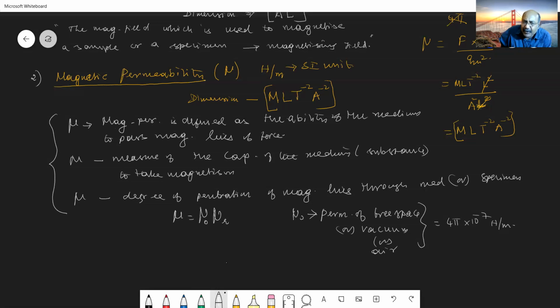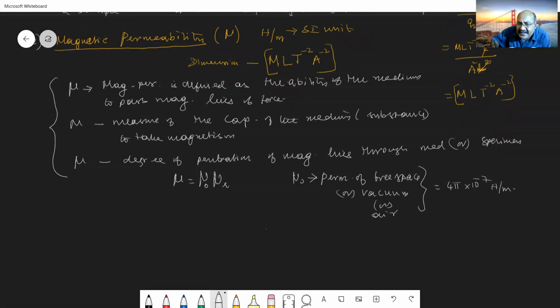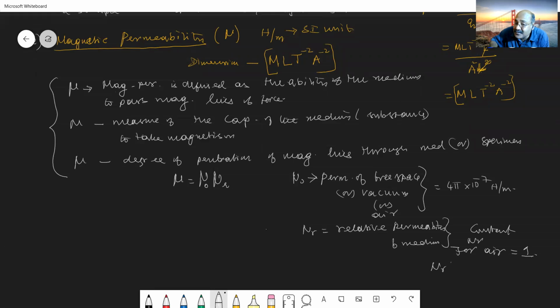What is that mu r? Mu r is the relative permeability of the medium. It is a constant, and this constant value for air medium is equal to 1. Mu r for air is equal to 1. For all other mediums, mu r is greater than 1.